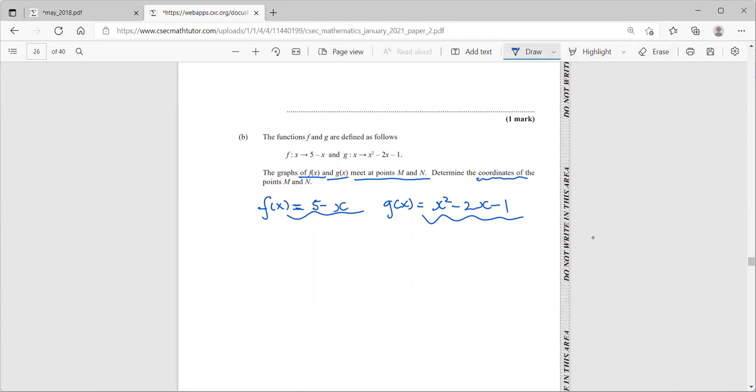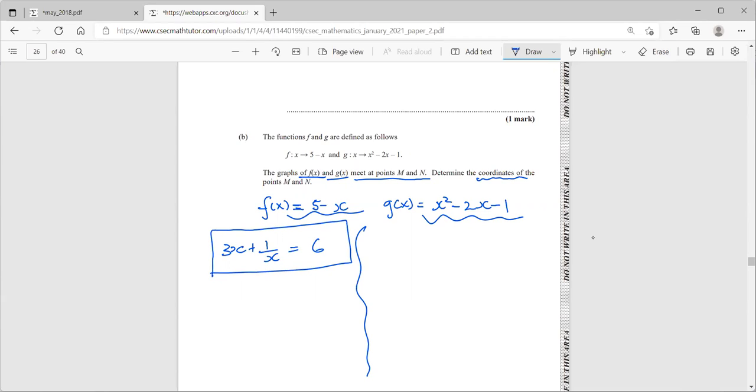So remember when we did this? From our previous question, we had 3x plus 1 over x is equal to 6. This was our curve and this was our straight line. It was y is equal to 3x plus 1 over x and y is equal to 6. We drew this curve, we drew this line, and we got the 2 points.